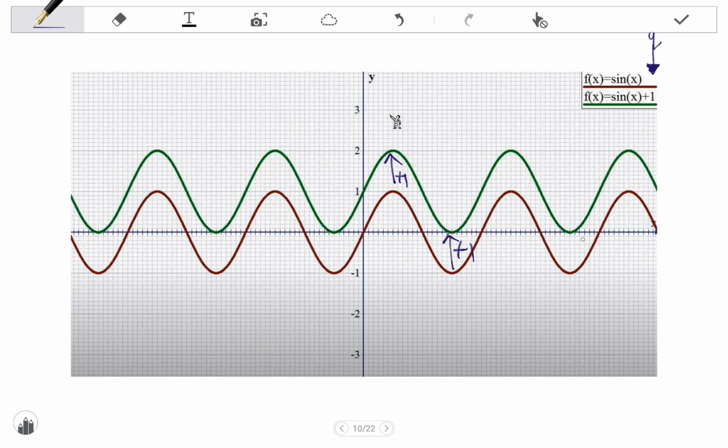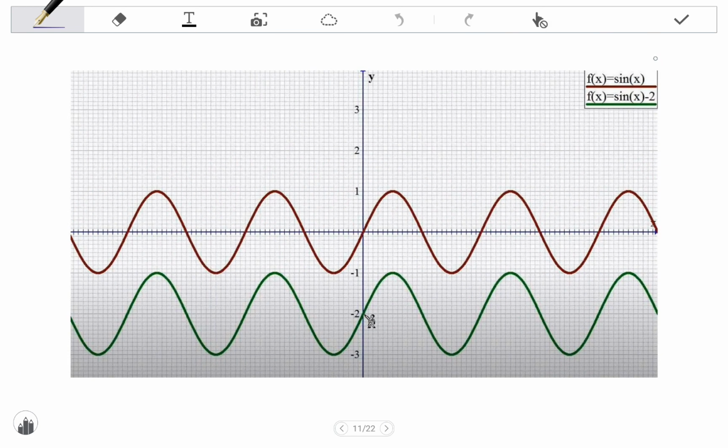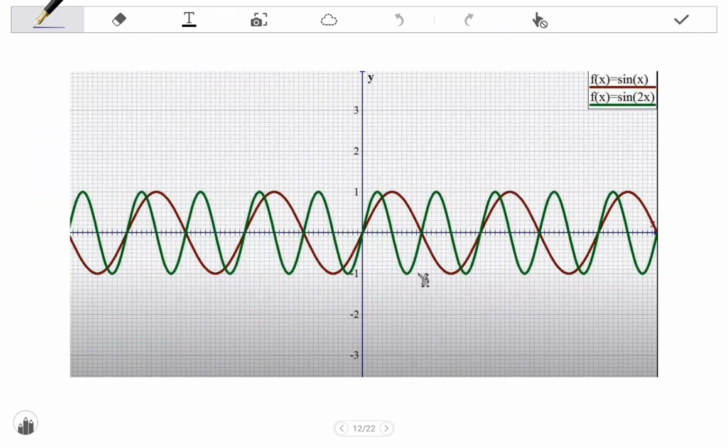Notice that previously the x-intercepts were unchanged by the change in amplitude or vertical stretch, but a vertical shift in the graph does change the x-intercepts. Looking at the Q value here, we have Q being -2 for our green graph. What that means is that the graph has shifted down by 2 units. So a vertical shift down by 2 units if Q is -2.